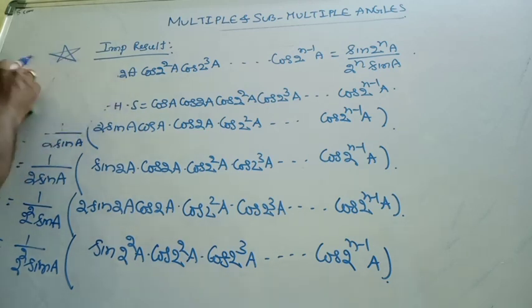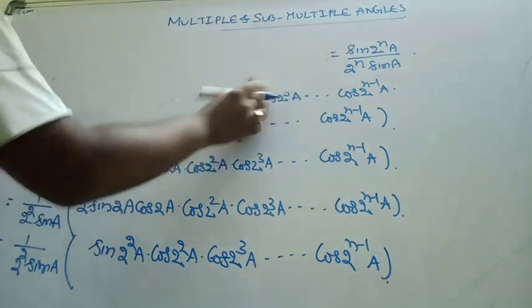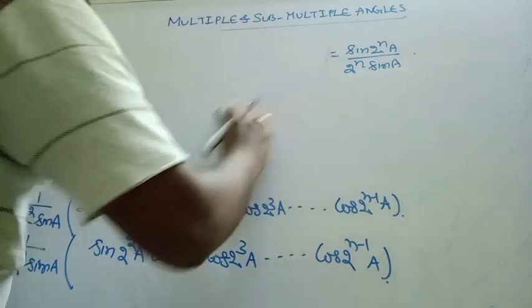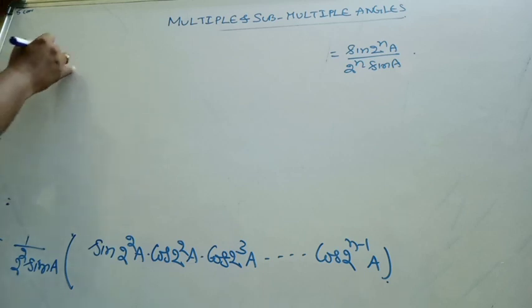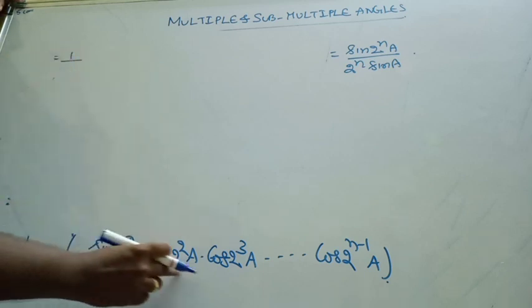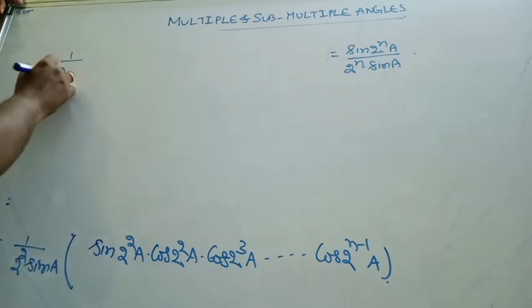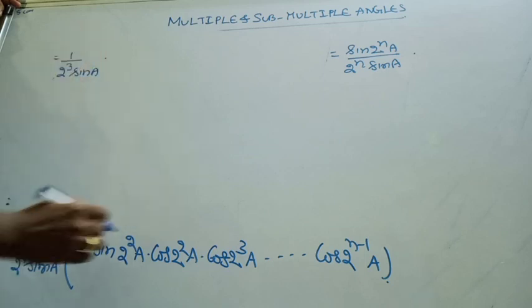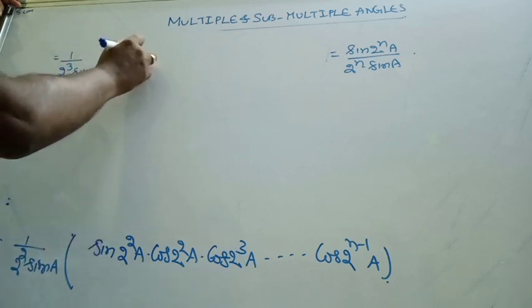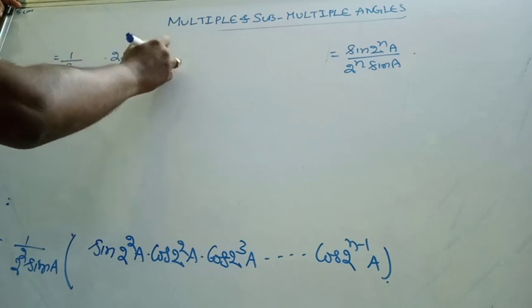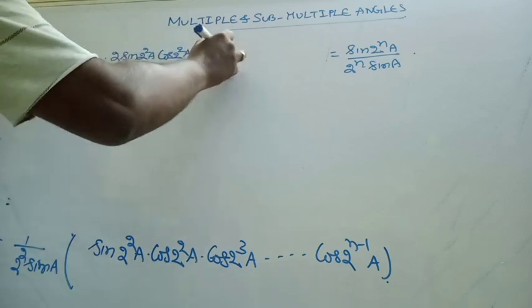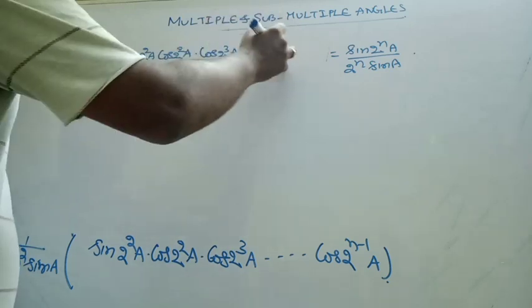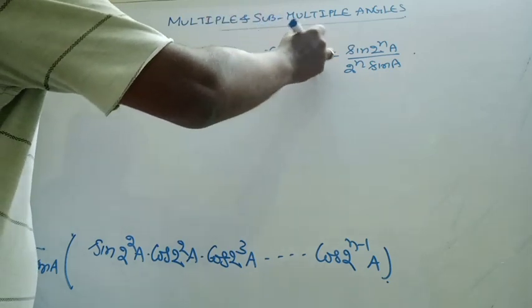Now let us take this part here. Since there is no space, I am erasing this part. We are going to continue. Now we have 1 by 2 square sin A. Once again you multiply and divide by 2. Then we get 1 by 2 cube into sin A, into 2 sin 2 square A cos 2 square A, into cos 2 cube A, and so on up to cos 2 power n minus 1 into A.